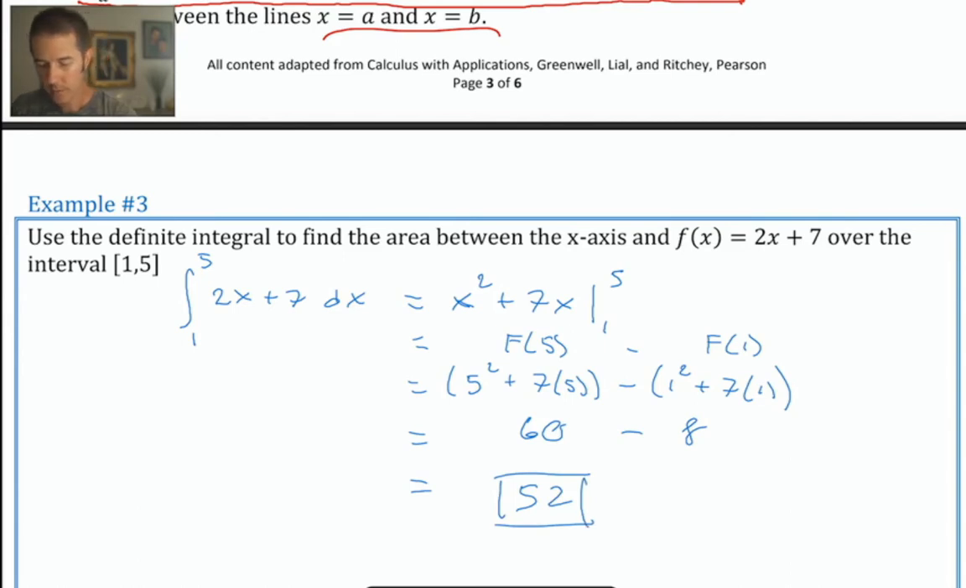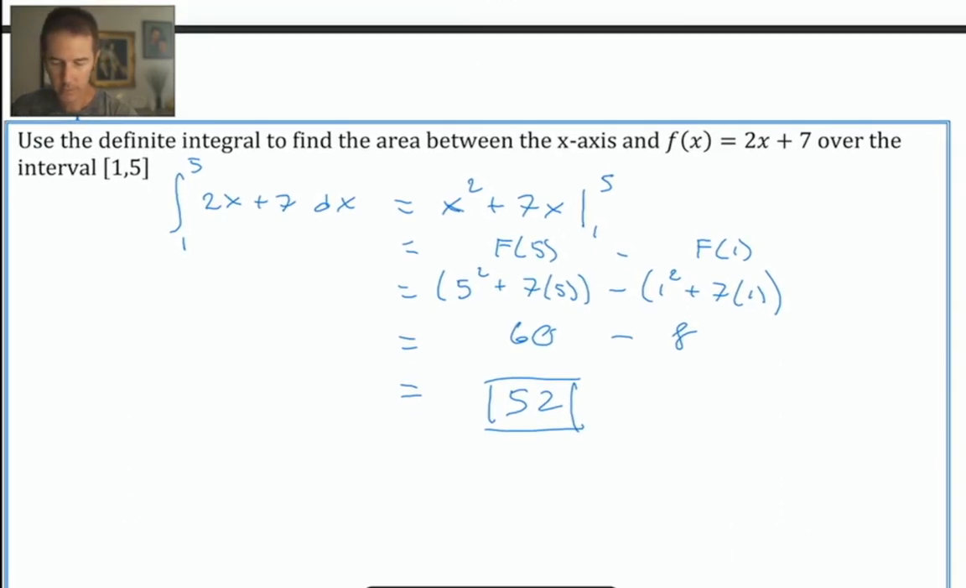Awesome. I did that quickly. I'm just double checking to make sure I didn't make any mistakes. No, that's not a mistake. That's 25. That's 35. That's 60. That's a 1. That's a 7. That's an 8. Take it away. 52. Great. Okay. So there's an example that you can practice also.